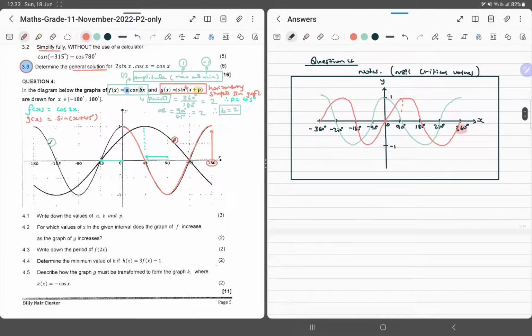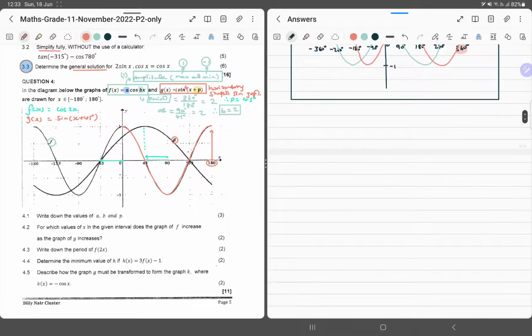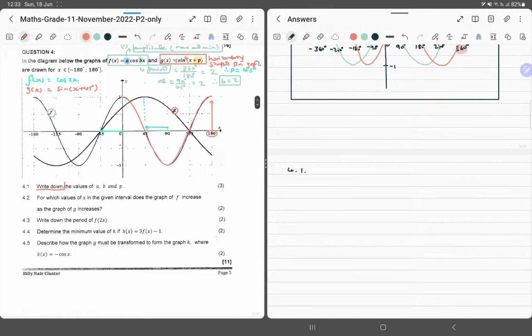Now let's start answering some questions, because those become a lot easier. So 4.1 says write down. Do you see, they don't care how you did it. Write down the values of a, b, and p. So we could see that our a is 1 because it's not really that bad. We worked out b is 2, and I showed you how you would do it if you were to show the calculation. And then our p, we could see that this is 45 degrees. But there's a way you can look at it. You can actually calculate it by just looking at the graph and seeing what's going on.